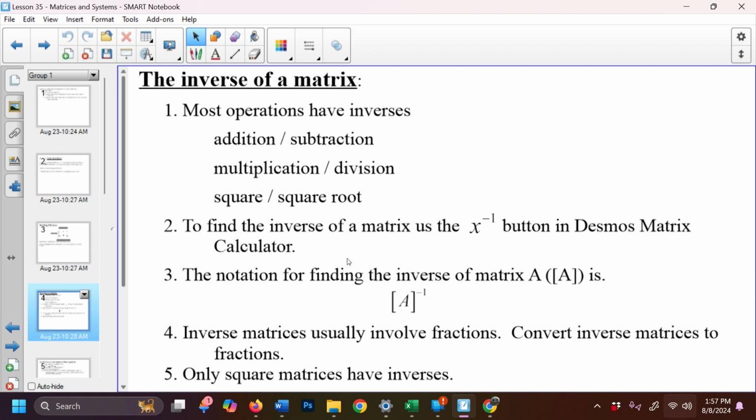The notation for finding the inverse of matrix A: you can take this matrix A and denote it as an A inside of 2 brackets. And so the inverse of matrix A will be matrix A inverse. Inverse matrices usually involve fractions, so if you are asked to find the inverse of a matrix and you're using Desmos to do that, make sure you use the fraction tool to convert it to fractions. And also, one last thing, only square matrices have inverses.